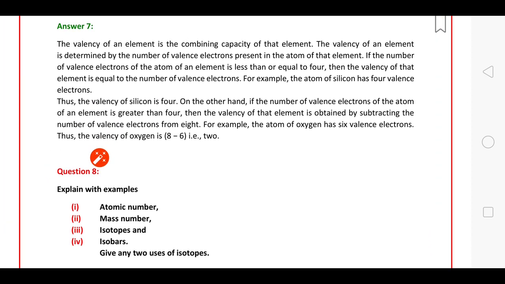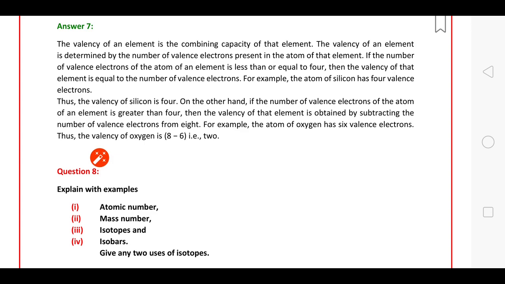The valency of an element is the combining capacity of the element. The valency of an element is determined by the number of valence electrons present in the atom of that element. If the number of valence electrons of the atom of an element is less than or equal to 4, then the valency of that element is equal to the number of valence electrons. For example, the atom of silicon has 4 valence electrons. That means in the outermost shell of silicon there are 4 valence electrons. So the valency of silicon is 4, right? Thus the valency of silicon is 4.